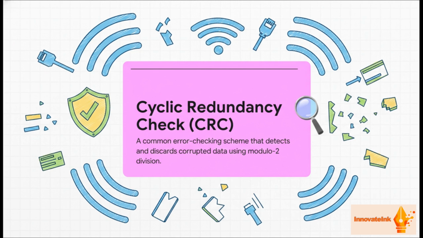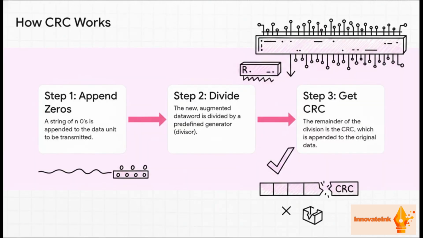And the reason is that it's just incredibly good at catching not only those single-bit errors, but also burst errors, where a whole chunk of data gets scrambled, which, let's be honest, is way more common in the real world. The way it works is kind of like long division, but with binary numbers. The sender treats the data like one giant number and divides it by a pre-agreed-upon value. The remainder from that division becomes the CRC checksum.